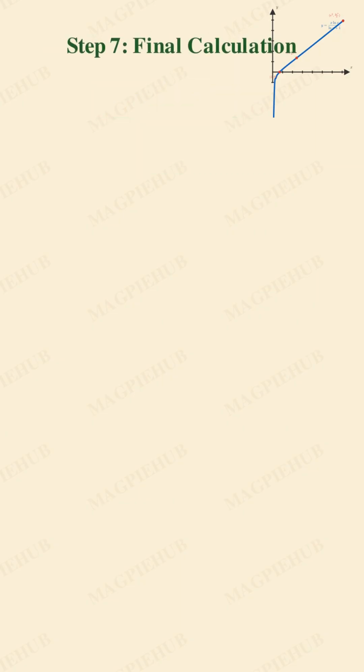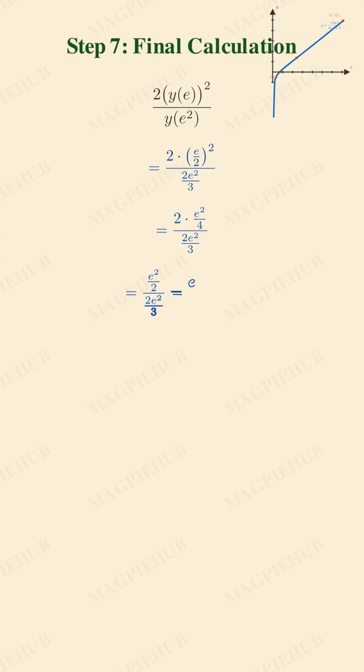Step 7, finally, we compute 2 times y of e squared divided by y of e squared. That is 2 times e over 2 whole squared divided by 2e squared over 3. Computing this, we get 2 times e squared over 4 divided by 2e squared over 3. This simplifies to e squared over 2 times 3 over 2e squared. The e squared terms cancel, giving us 3 over 4, which is 0.75.